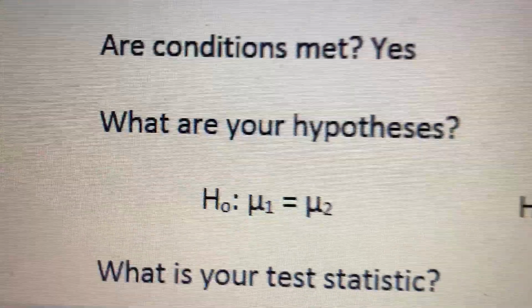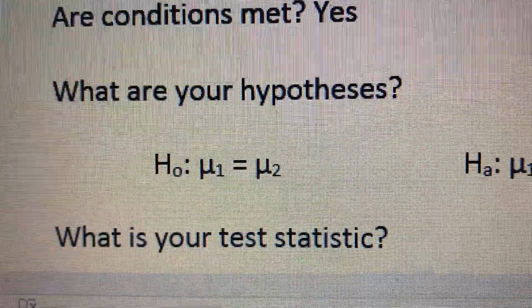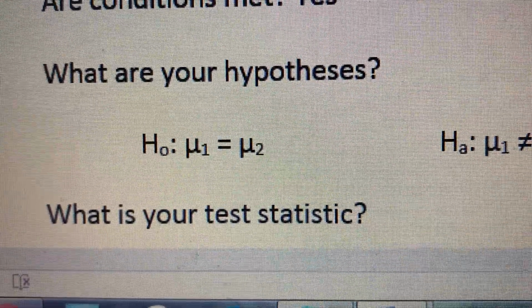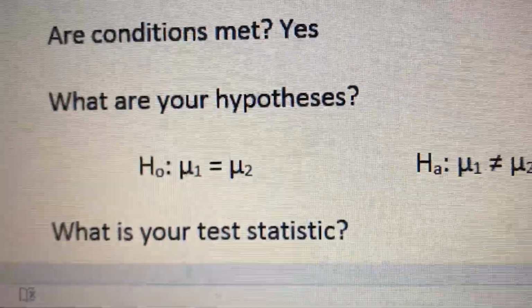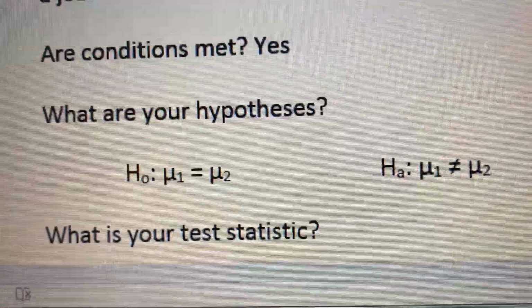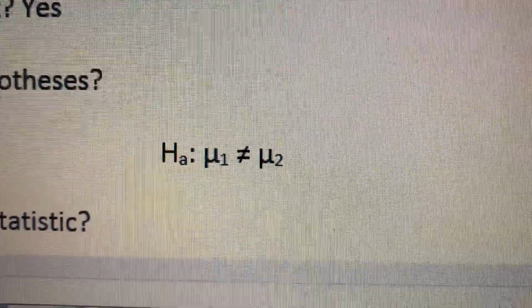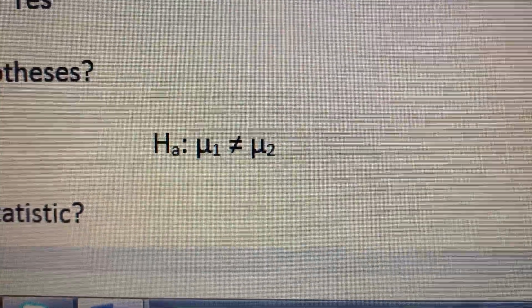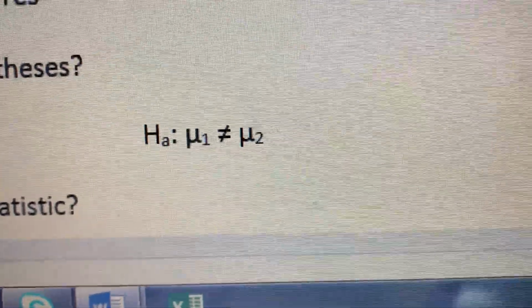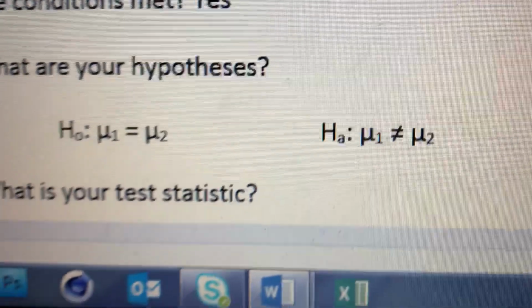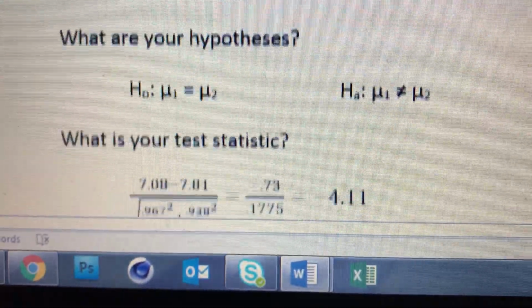Our hypotheses, our null hypothesis, mu1 equals mu2. There's no difference between average hours of sleep between all employed students and all unemployed students. Our alternative hypothesis, mu1 does not equal mu2, or there is a difference between the average hours of sleep among all employed students and all unemployed students.